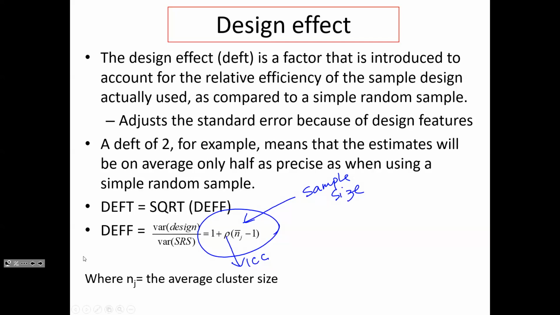Holding the ICC constant, the bigger the sample size, the bigger the deft, which means the more the standard errors have to be adjusted, and the more this is going to deviate from a traditional design where we assume everything's independent. And holding the sample size constant, the bigger the ICC, the bigger the design effect is going to be. Design effects of 1 mean that our design is functioning like a simple random sample. The bigger the design effect gets, the worse it is.